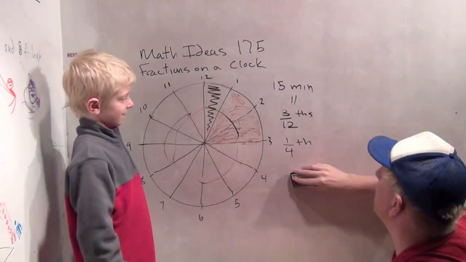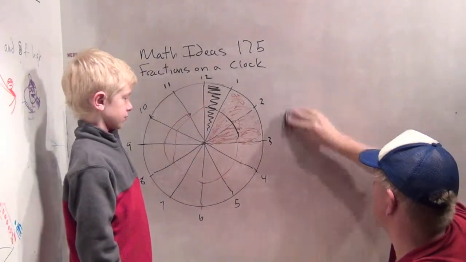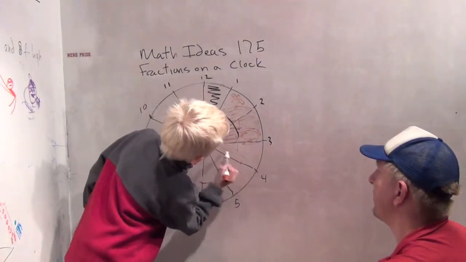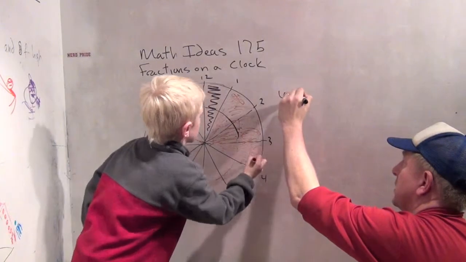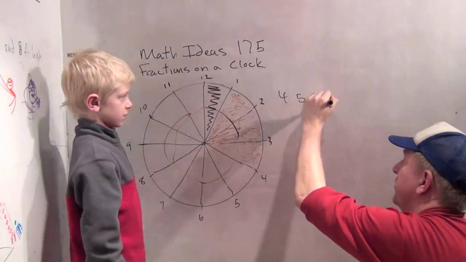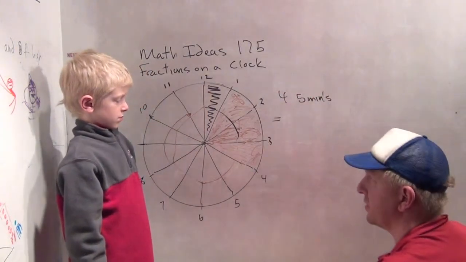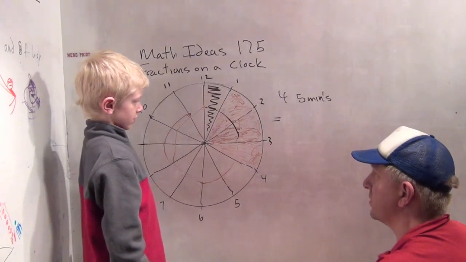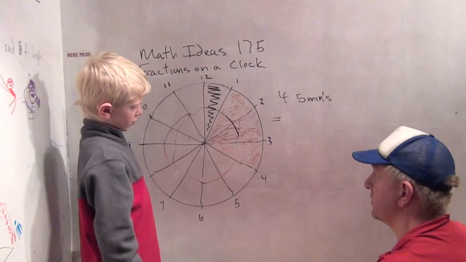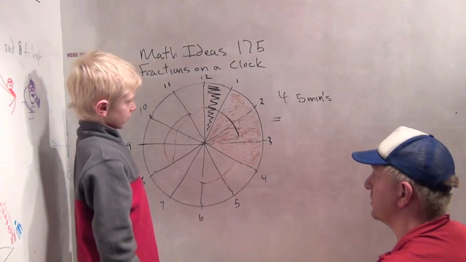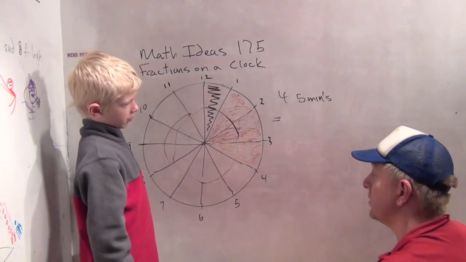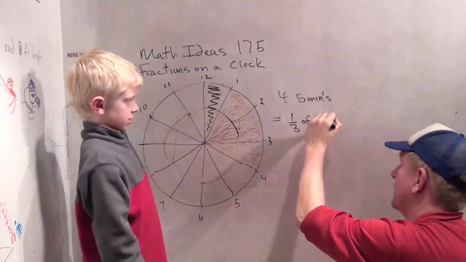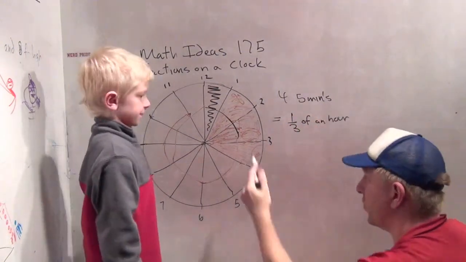All right, let's do one more, okay? And then that'll be enough fractions on a clock. Fill in one more of these so you get 4 5-minute periods. 4 5-minute periods is what fraction of an hour? 1/3 of an hour. That's right. Very good, because it's 20 minutes.